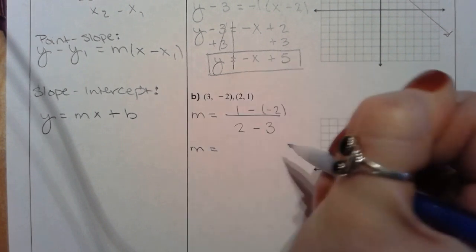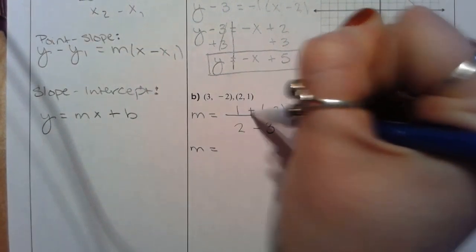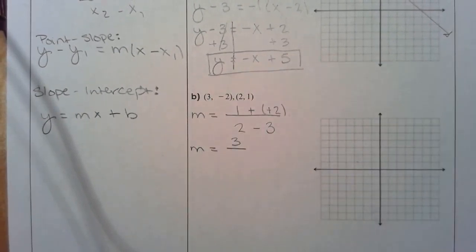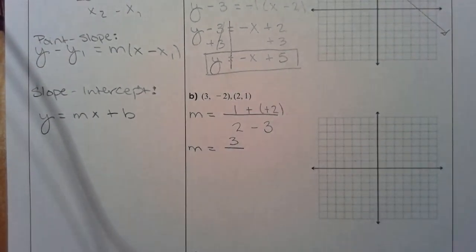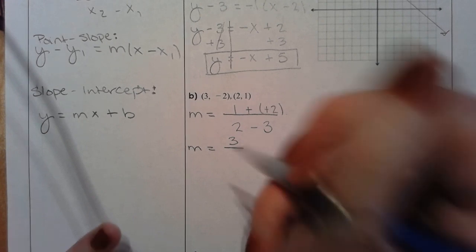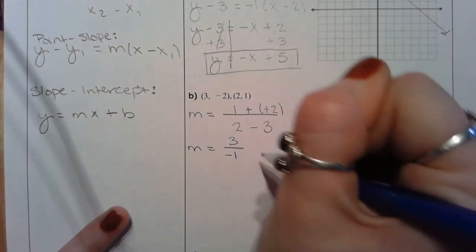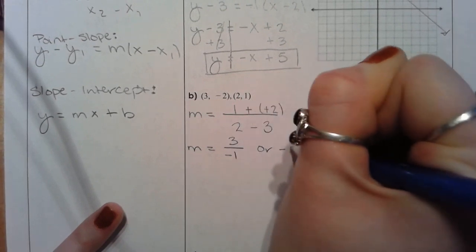Okay, now I'm going to simplify that. I know if I'm subtracting a negative, I'm just adding. So 1 plus 2 gives me 3 over 2 minus 3 is negative 1. And so I know that 3 divided by negative 1 is just going to give me negative 3.